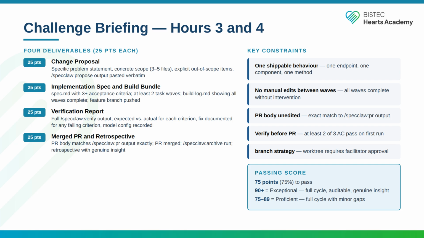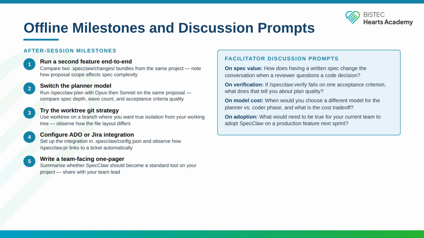Key constraints: 1 shippable behavior per proposal, no manual edits between task waves, PR body unedited, at least 2 of 3 acceptance criteria passing on the first verify run, and branch as the Git strategy unless you have facilitator approval for worktree. After the session, 5 offline milestones help you deepen your understanding of SpecClaw.